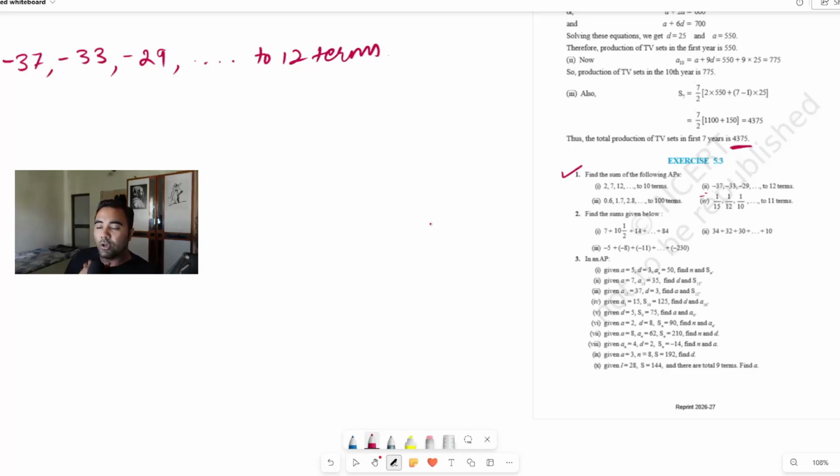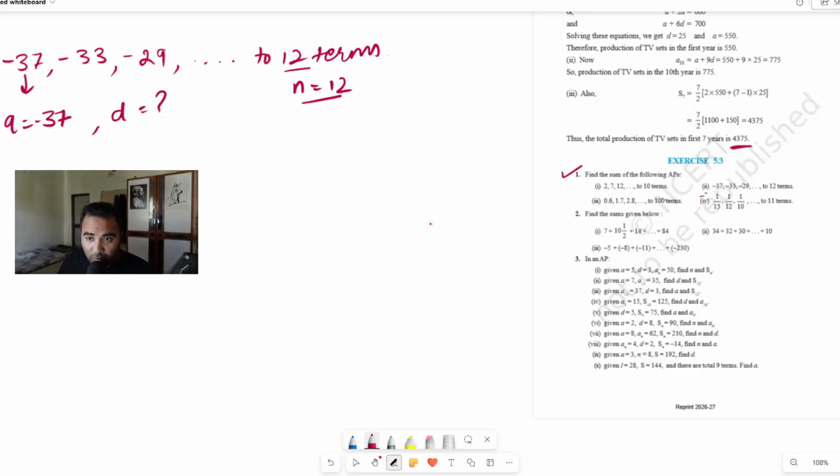to determine what exactly is given to you. 12 terms meaning you have been given the value of n. You know the value of a, that is minus 37, that is the first term, but we do not know d. How do we calculate the d? D is the common difference.